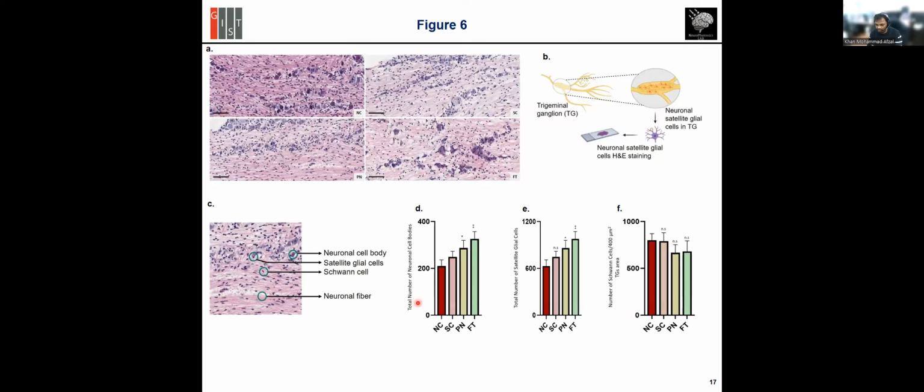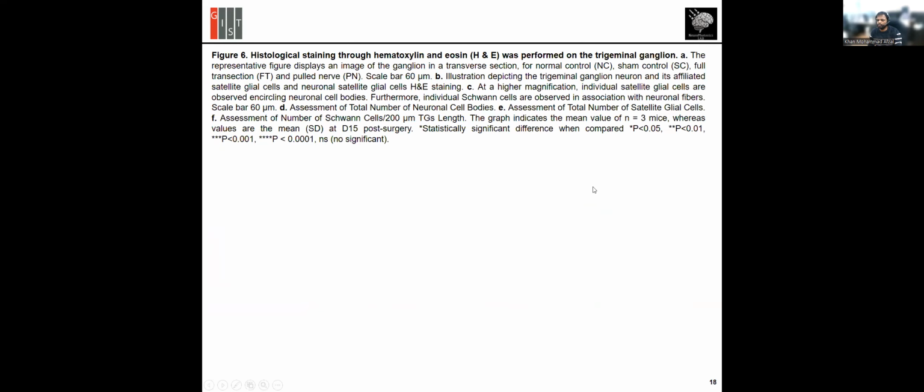I checked the total number of neuron cells, and there is a significant change in the pull nerve and full transection, while sham does not have any changes. I also checked the total number of satellite glial cells, which also changes in the pull nerve and full transection model, and sham does not have any change, while Schwann cells didn't have any significant changes between all these three models. These are the figure legends for figure 6.